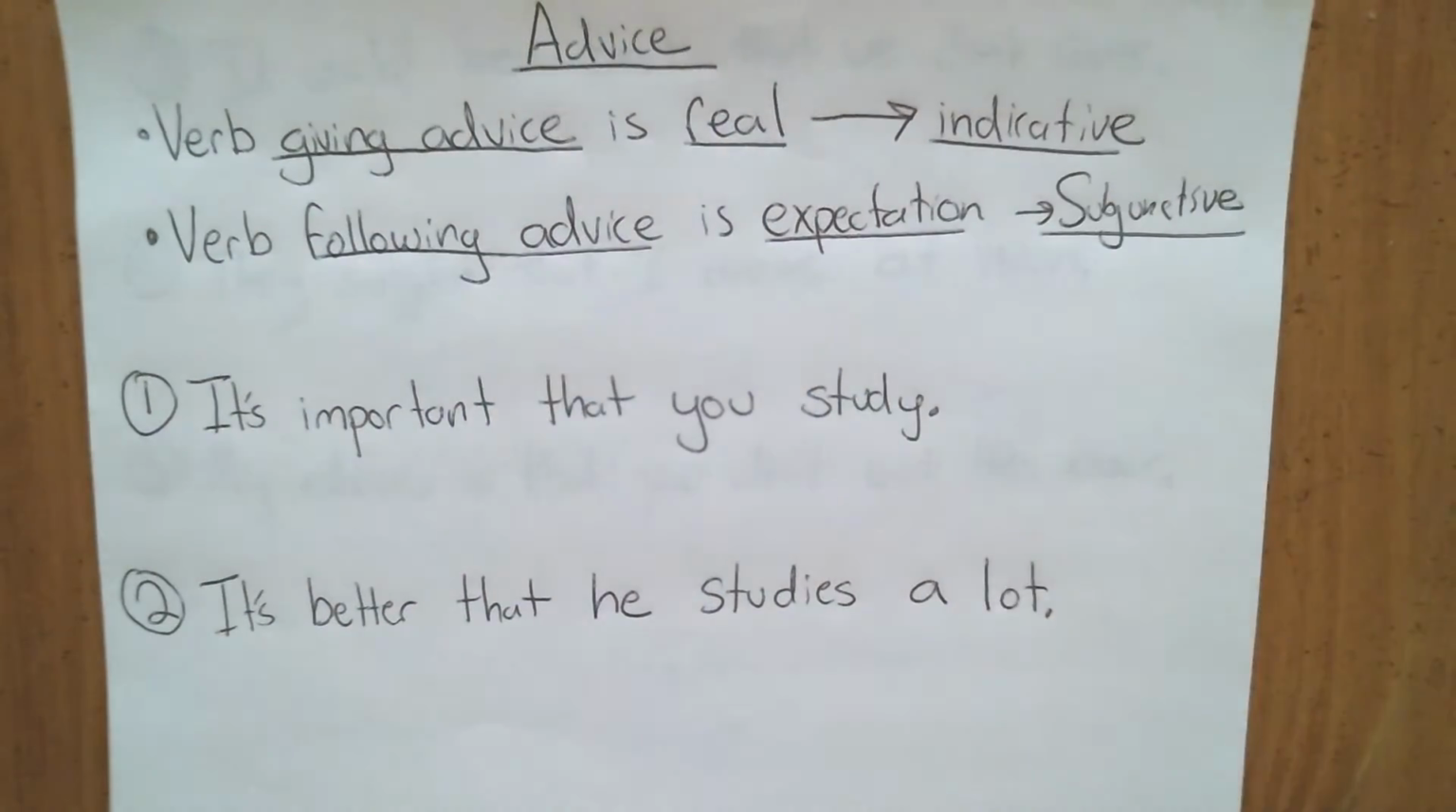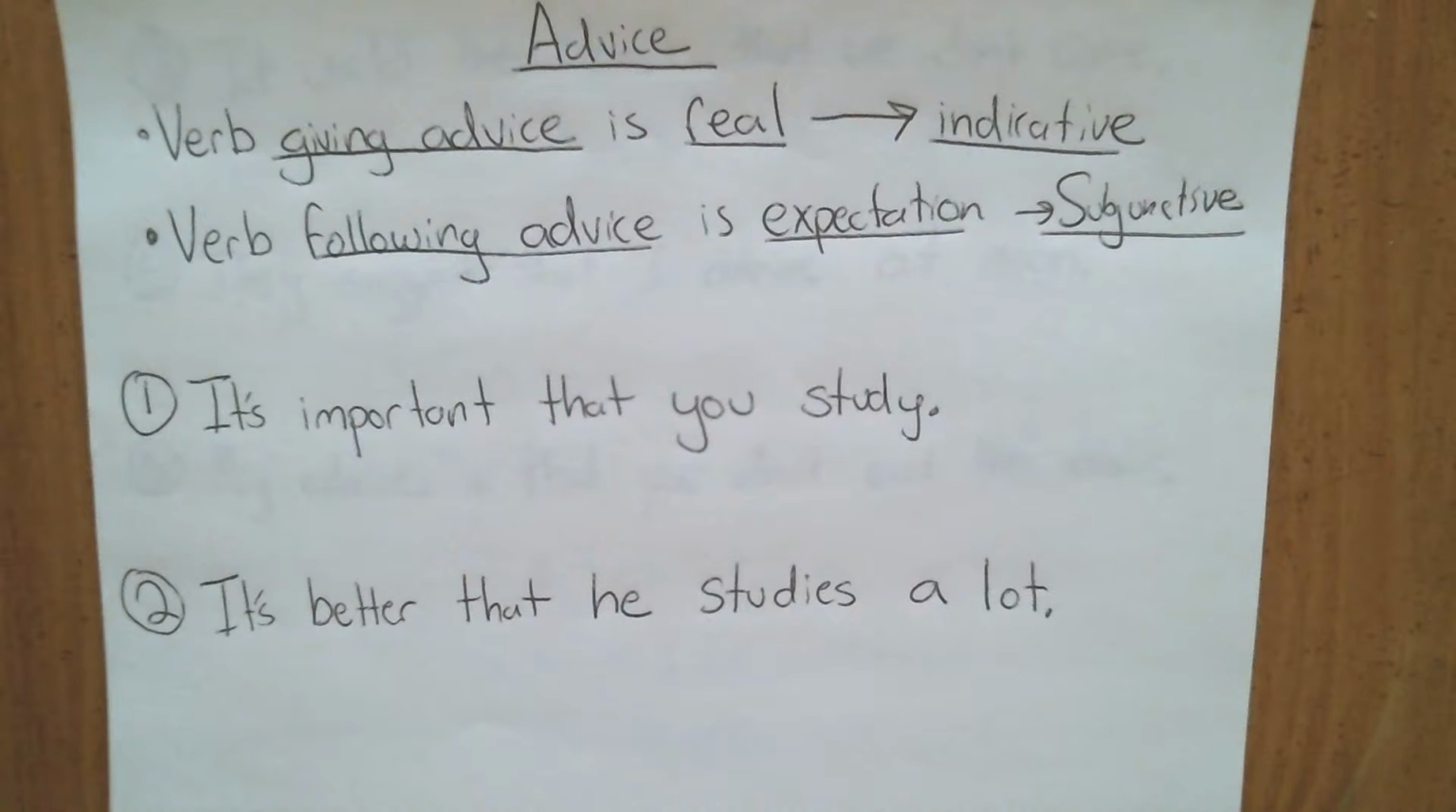You also use the subjunctive when you are giving advice. This one can be a little tricky, but once you get the hang of it, you'll find that it's actually pretty easy and you really don't have much to worry about here. The verb that is giving the advice is real, and so that verb is indicative.